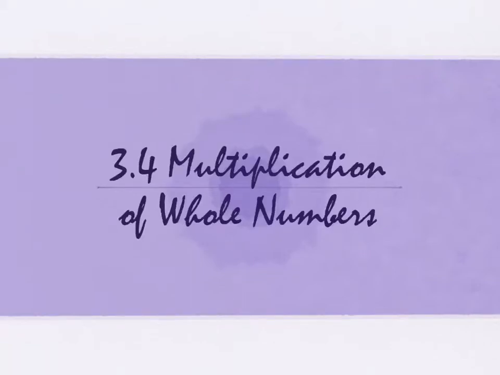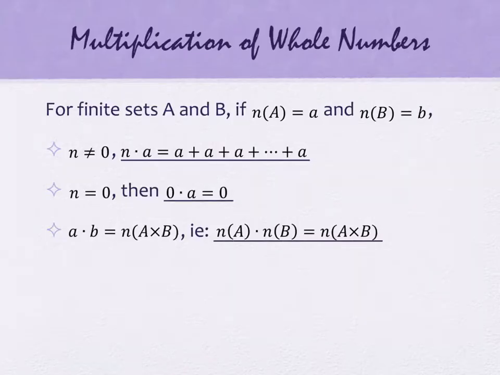Today we're going to take a look at the first half of section 3.4, which is multiplication of whole numbers. And we're going to start with the definition. For finite sets A and B, if the number of items in A is a and the number of items in B is b, then if n does not equal 0, then n times a is a plus a plus a, and so on, n times. And if n is equal to 0, then 0 times a would equal 0.